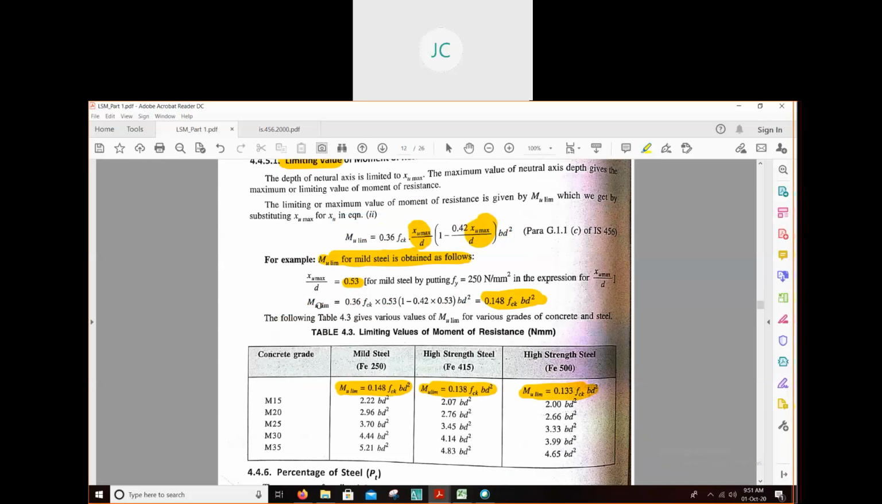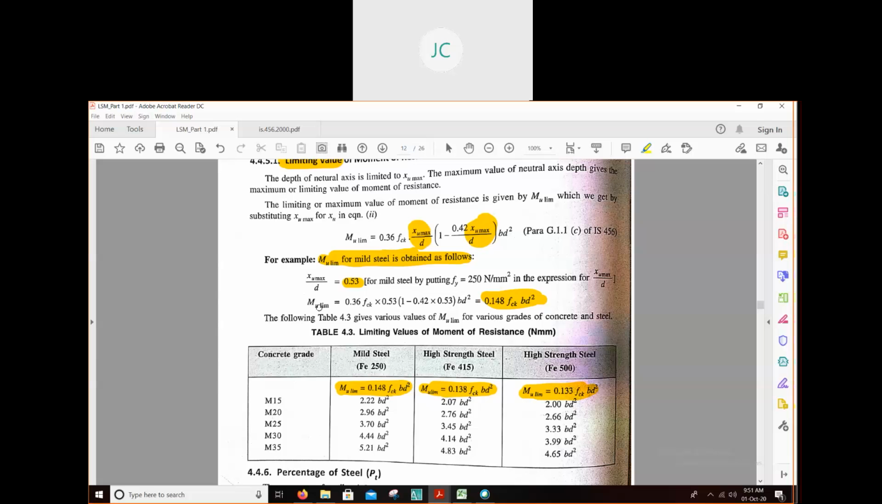Okay? We can see this equation becomes a very simple equation. For mild steel, the limiting moment of resistance equation becomes very simple. It is 0.148 fck bd square, and it is very easy to remember this.